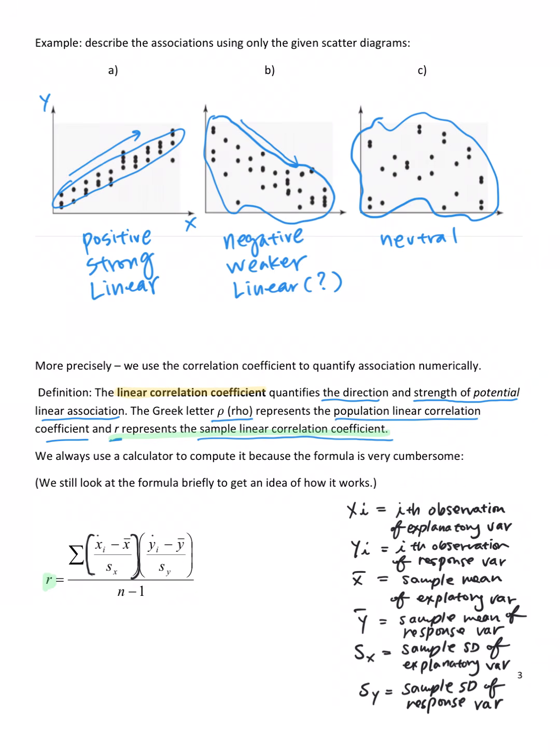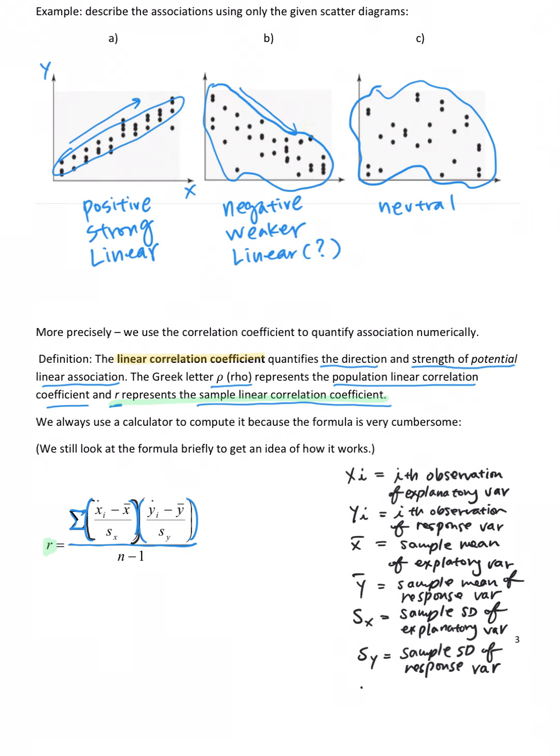So you have to find this product for all observations, and then add all the products, and then divide that sum by n minus 1. N is the number of individuals in the sample.